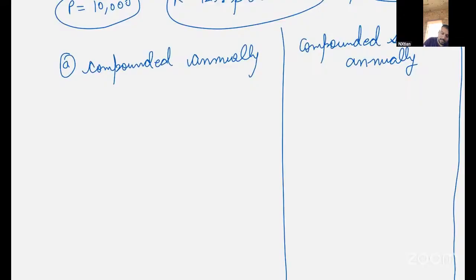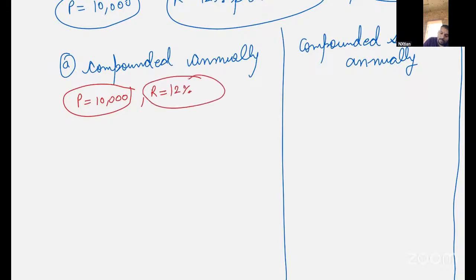Okay. So first we'll take the principal. In this case, the principal is same, which is 10,000, and because it is one time only, the rate will be per annum, which is 12% per annum. Okay, 12%, and the time is one. So what is the value of NT? Like how many times you are applying the interest? Only one time. So in this case, the NT value will be 1.